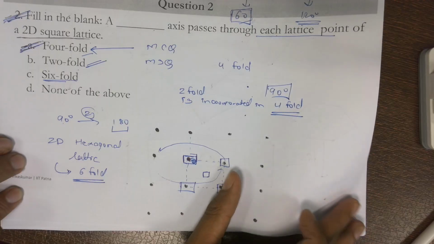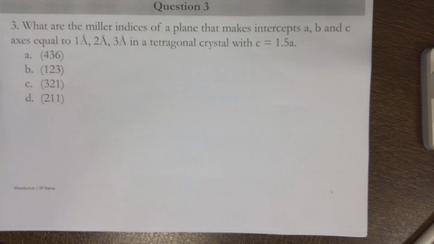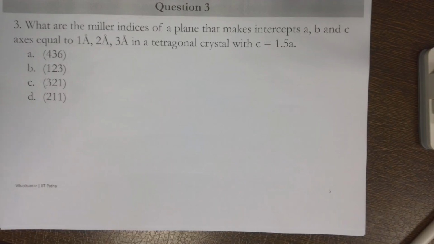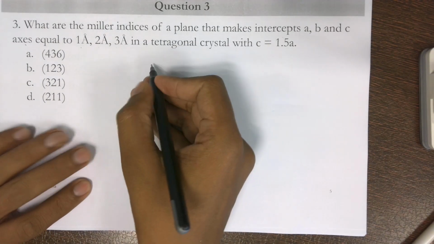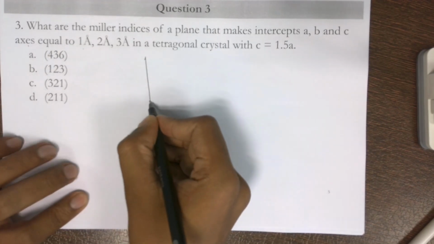Okay. Let's go to the next question. Question number 3. This was a question which you asked: what are the Miller indices of a plane that makes intercepts on the A, B, C axes equal to 1 angstrom, 2 angstrom, 3 angstrom in a tetragonal unit cell, tetragonal crystal.